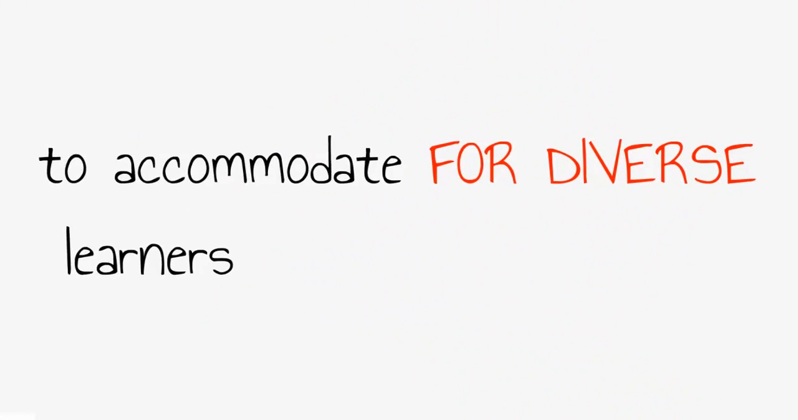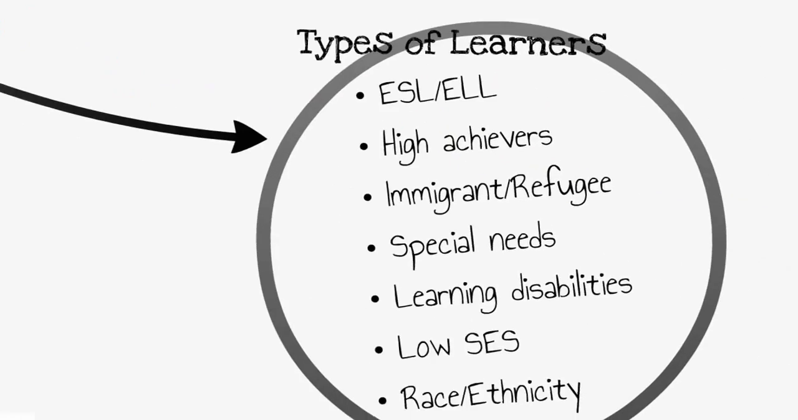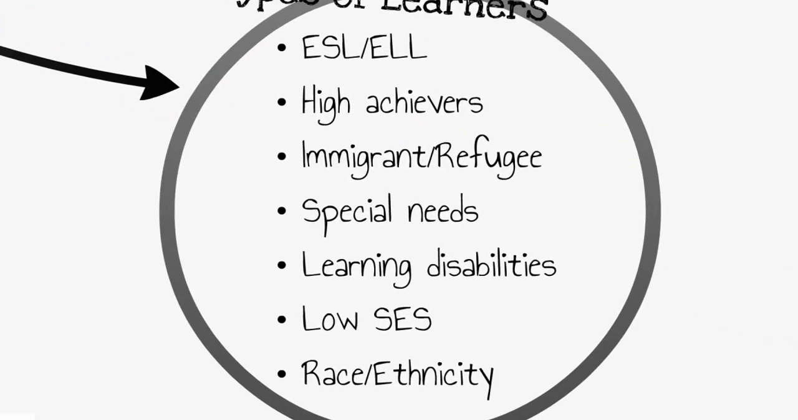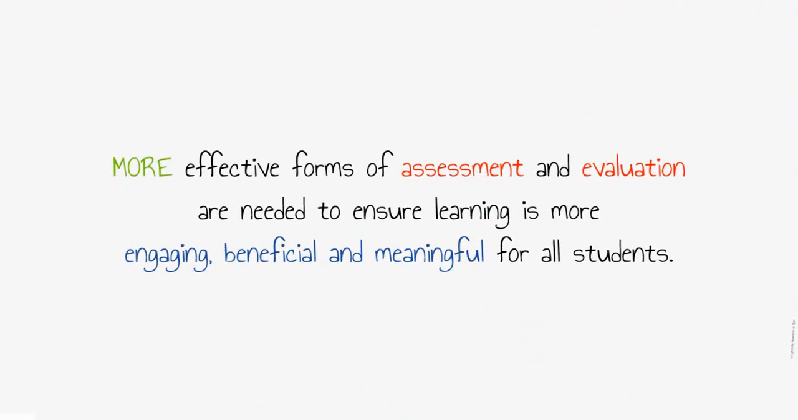Educators, administrators, and school boards need to accommodate for diverse learners. That includes different types of learners: English second language learners, English language learners, students that are high achievers, immigrant and refugee students, students with special needs or disabilities, and then students with learning disabilities as well. That also includes students from low socioeconomic backgrounds and the diverse race and ethnic populations.